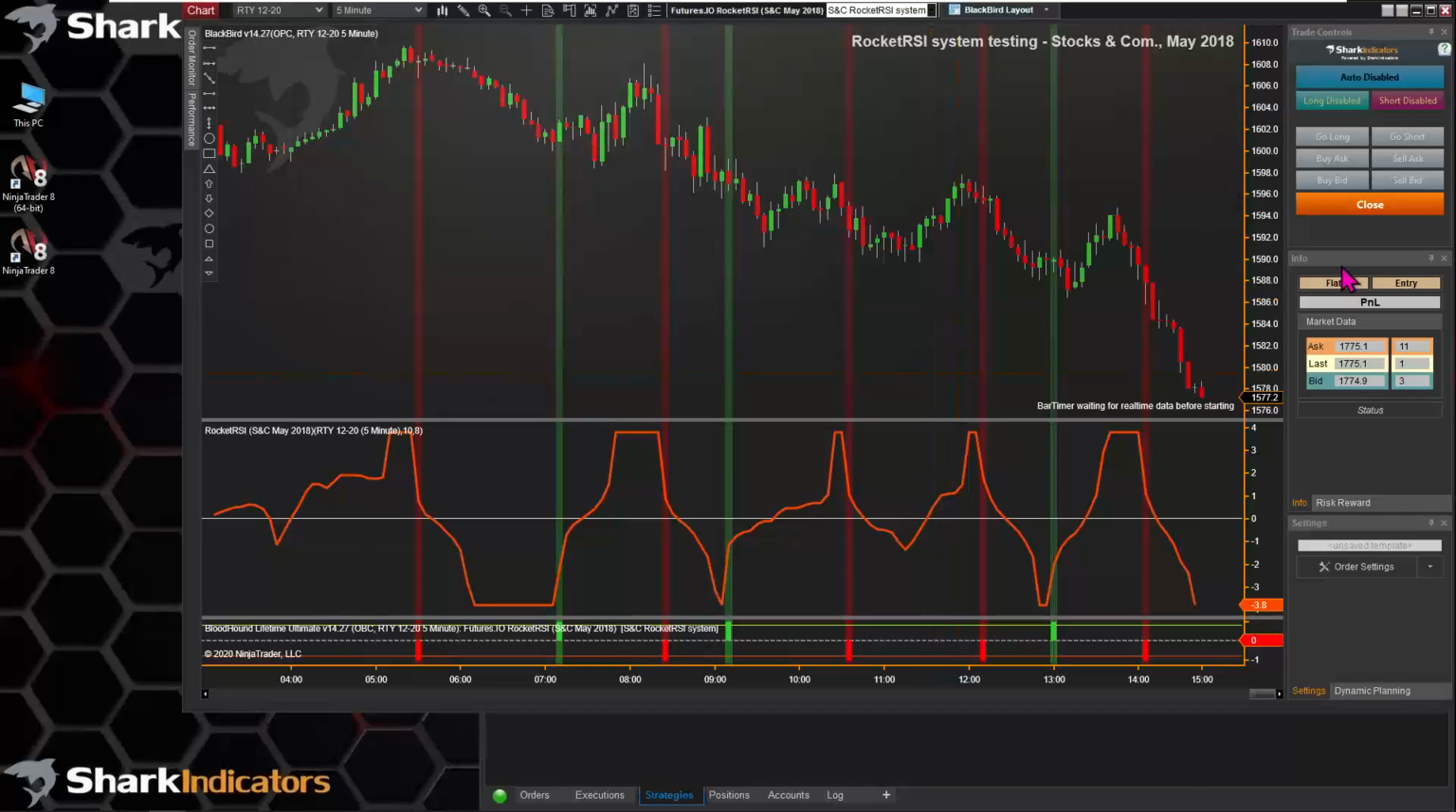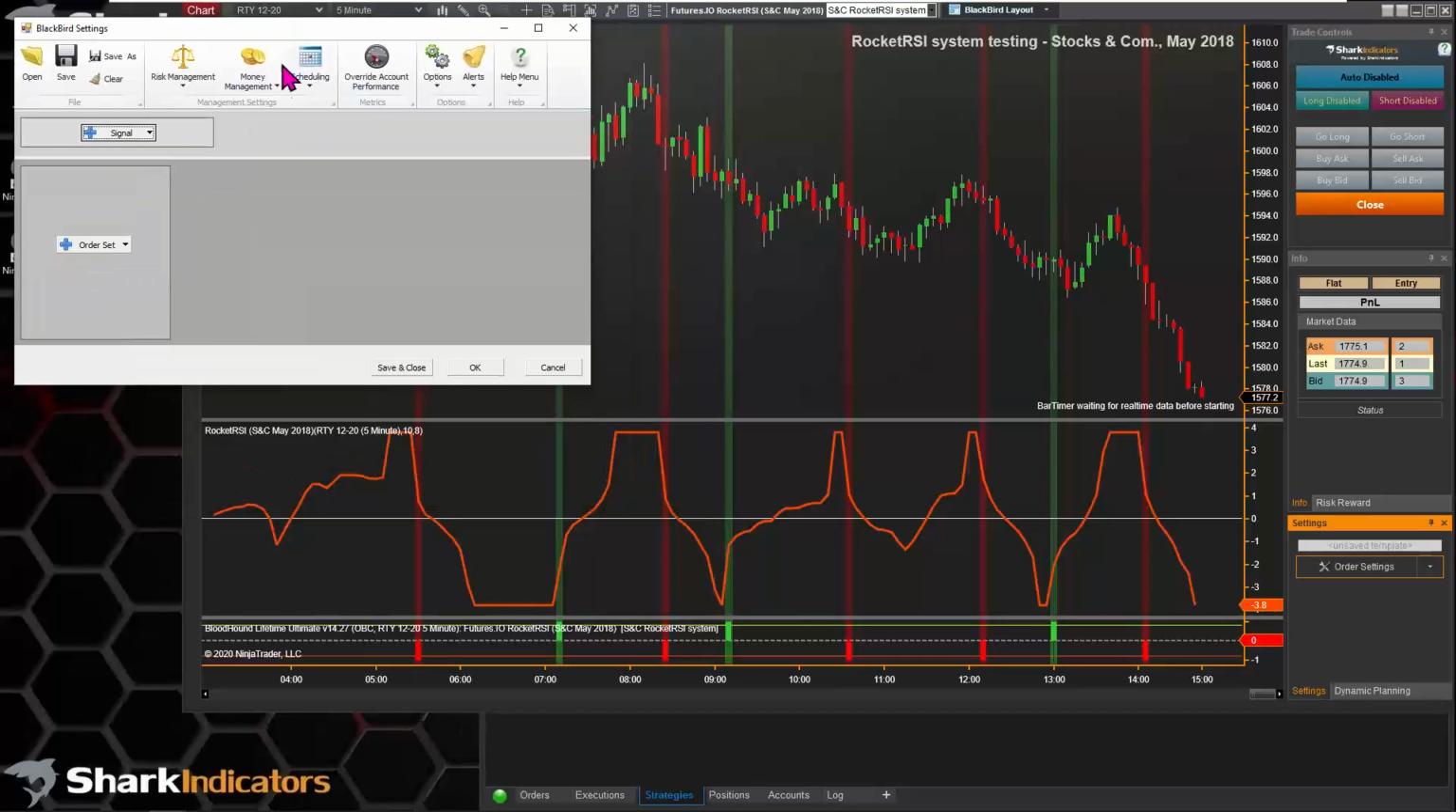So I have a Blackbird strategy on my chart, and this is the system here. First thing I need to do is open it up, and the next thing I'm going to do is provide trade signals, some kind of signal source that tells Blackbird when to enter a trade, right? So open up the signals, and we're going to use Bloodhound here.